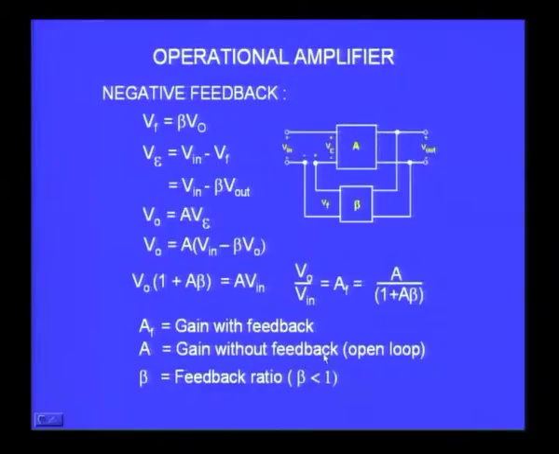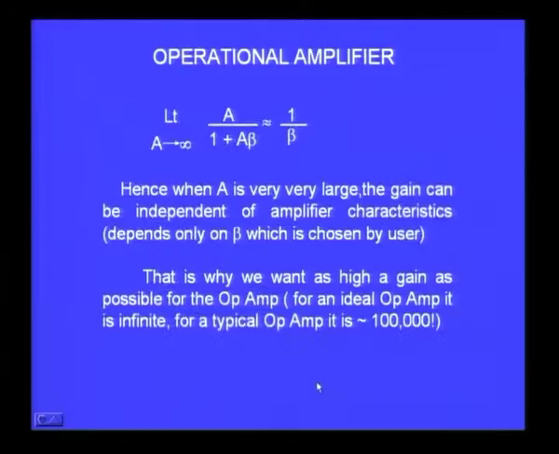where AF is the gain with feedback, A is the gain without feedback, which we call open loop, because there is no feedback loop. This is a feedback loop. When it is missing, then we call it an open loop. And beta is a feedback ratio. I already told you beta is always less than 1.